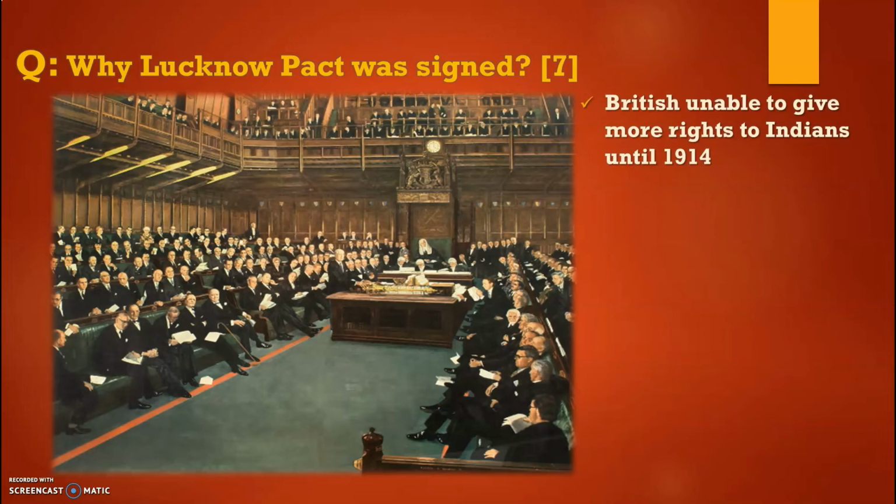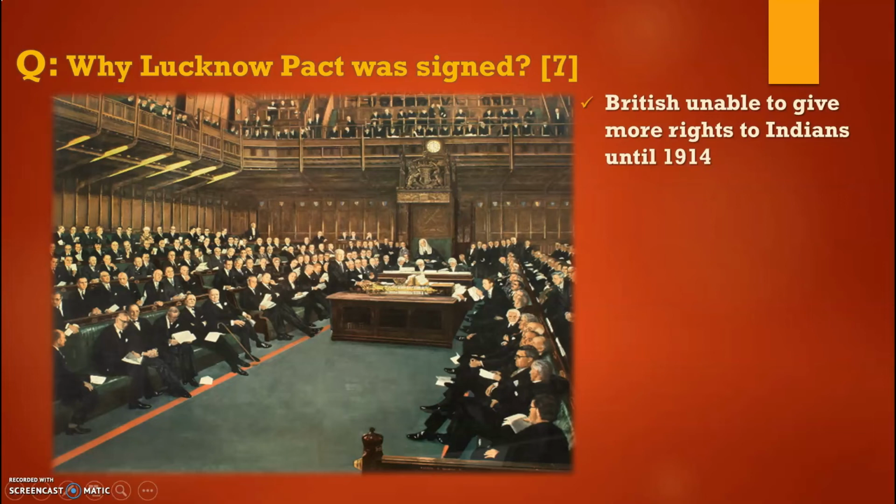तो इस टाइम पे दोनों पॉलिटिकल पार्टीज जो थी they were not happy with the British, because British जो थे they were unable to give them rights until 1914. जो rights वो expect कर रहे थे वो उनको नहीं मिले. The first thing that you need to add over here would be this one.